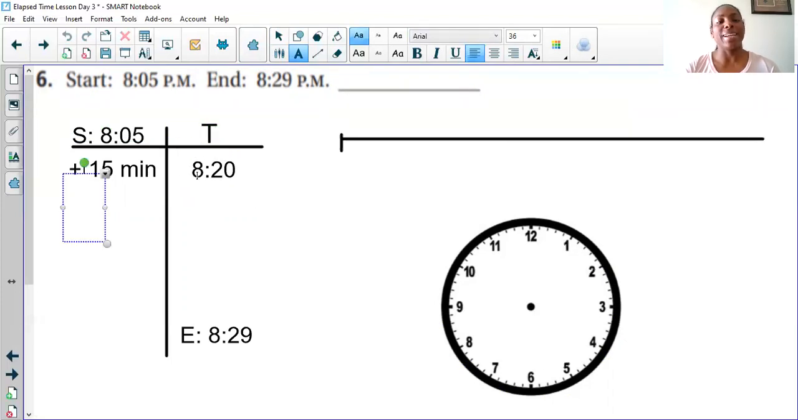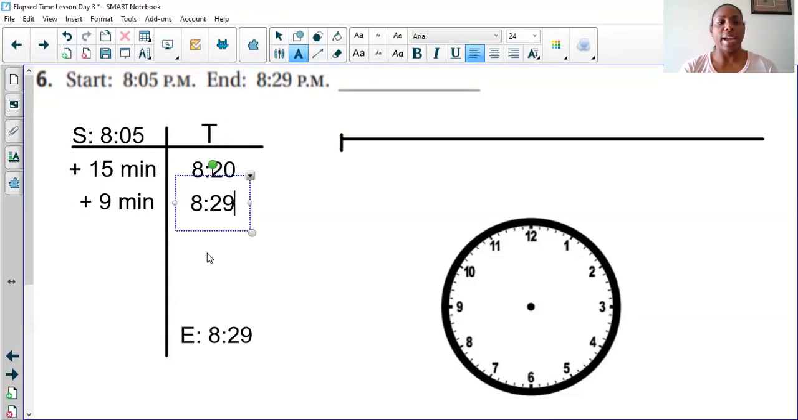So I'm going to go to my next line because I still got to move on. So I know I'm at 8:20 and I need to go to 8:29. So how many minutes is that I'm trying to make? That is a 9-minute jump. And so I'm going to add my 9 minutes and my new time, 8:29. So if I add 15 minutes plus 9, what is that going to get me?